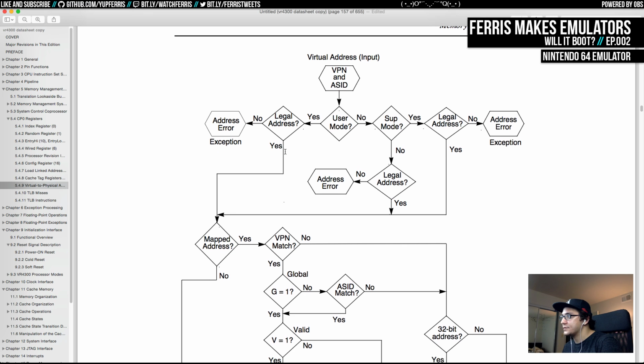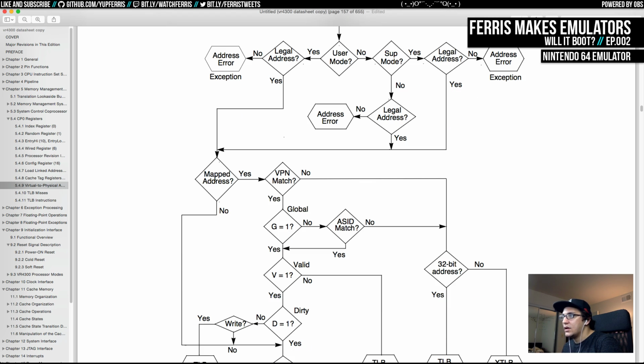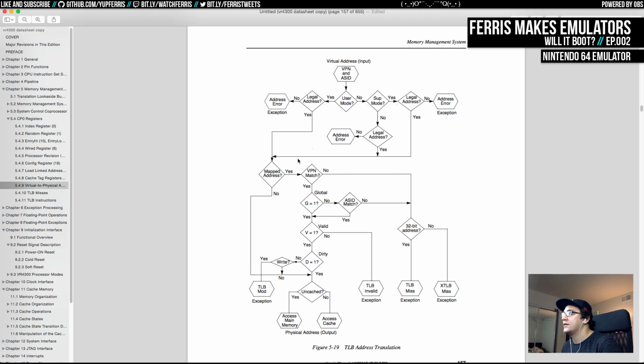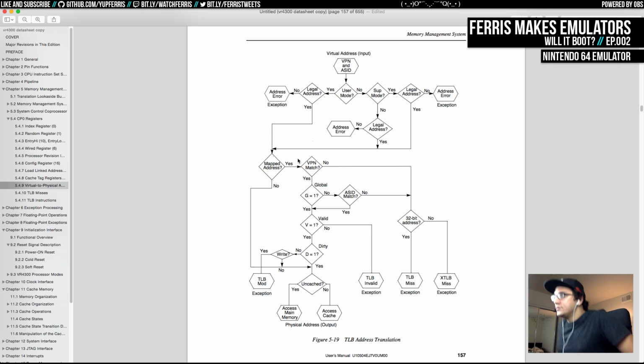The address. Okay, so either way, if the address is not legal, we're going to get an address error exception. If the address is legal, in any of these cases, let me see if I can zoom out a little so we can see more of the flowchart. So it doesn't matter what mode we were in. The address was legal. Then it says, is this a mapped address? And I'm guessing that was if it ends up matching one of the TLB entries. Yeah, because here are all the different cases about whether or not it was a match, and the different kinds of exceptions that could happen with that.